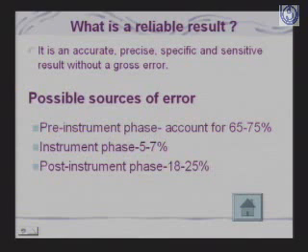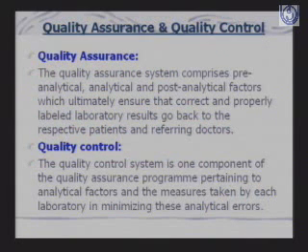The possible sources of error are: the pre-instrument phase, which accounts for 65 to 75%; the instrument phase, 6 to 7%, because when you are doing it with automation, this comes down heavily; and the post-instrument phase, which varies from 18 to 25%. To control all these things, we need quality assurance and quality control. As I told you, these are two very important aspects in our laboratory management.